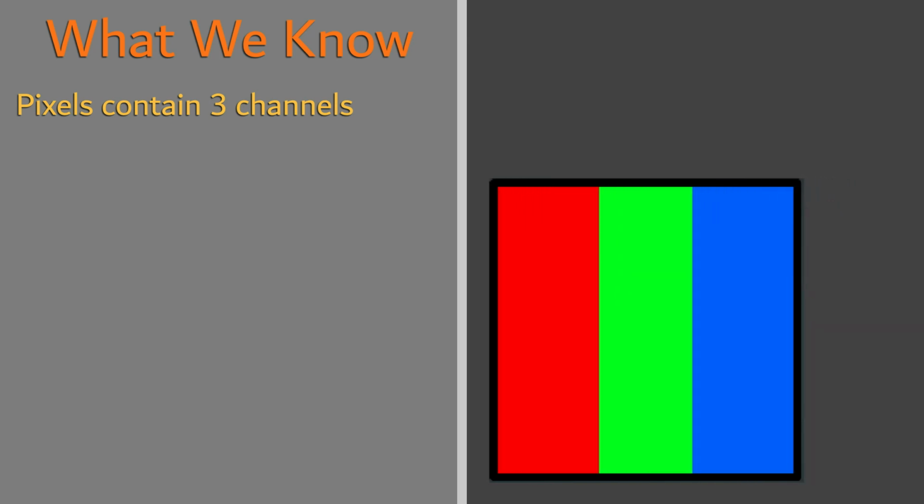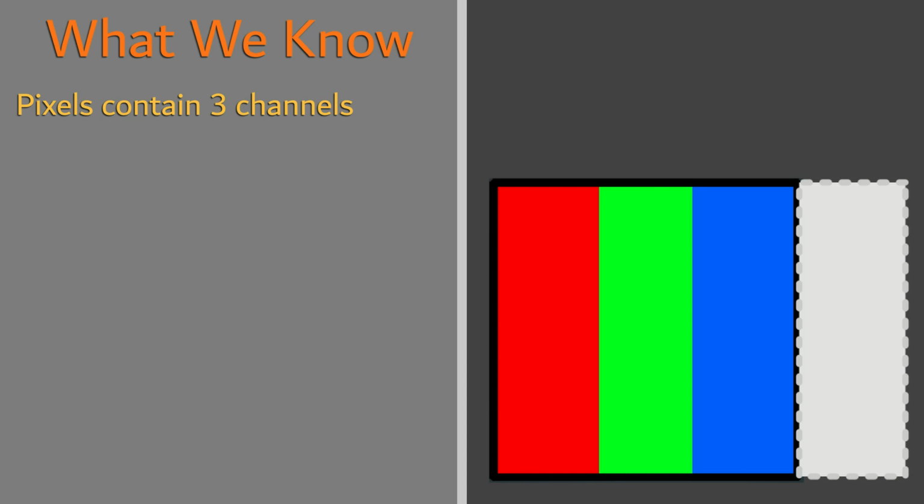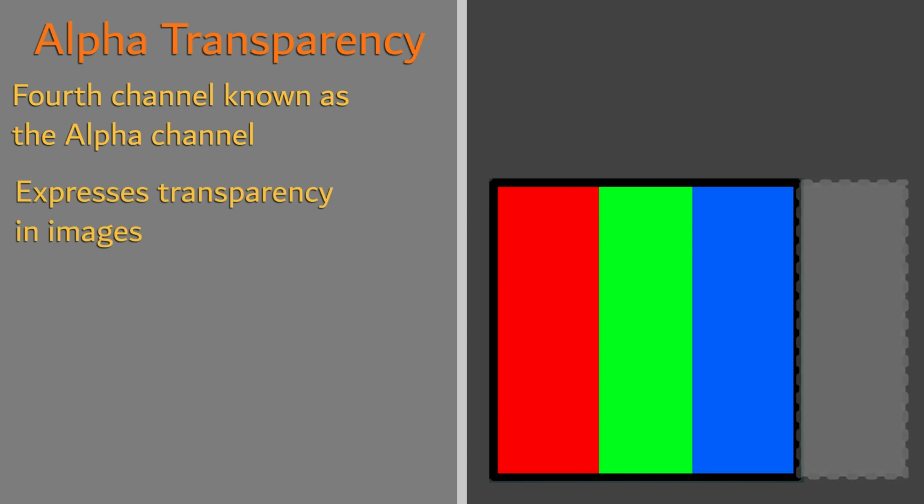As we have learned thus far, each pixel contains 3 channels to store and display bits, being the red, green, and blue channels. However, there are certain bit depths that allow for a 4th channel, known as the alpha channel. This channel is used to express transparency within images.